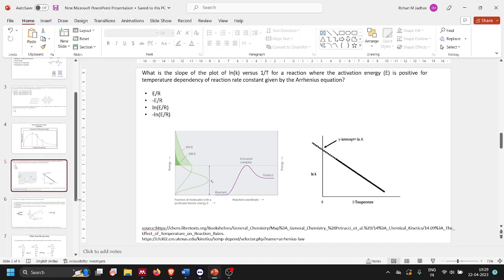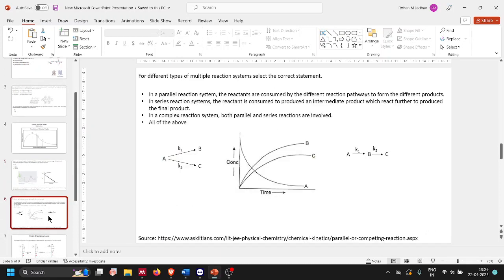Moving on to the next one, we have something related to parallel reactions and multiple reactions. For different types of multiple reaction systems, select the correct statement. First, in a parallel reaction system, the reactants are consumed by different reaction pathways to form different products. In series reaction systems, the reactant is consumed to produce an intermediate product which reacts further to produce the final product. In a complex reaction system, both parallel and series reactions are involved.